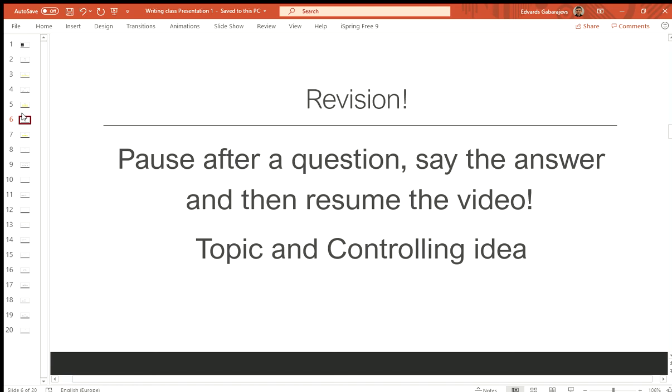Topic tells us basically what the paragraph is about. The controlling idea controls the topic in a way and sets it in a direction. Where are we going within the topic? Because topics can be huge and we don't have enough space in one paragraph to discuss the whole topic. So we go in a specific direction, and the controlling idea helps us to do that.